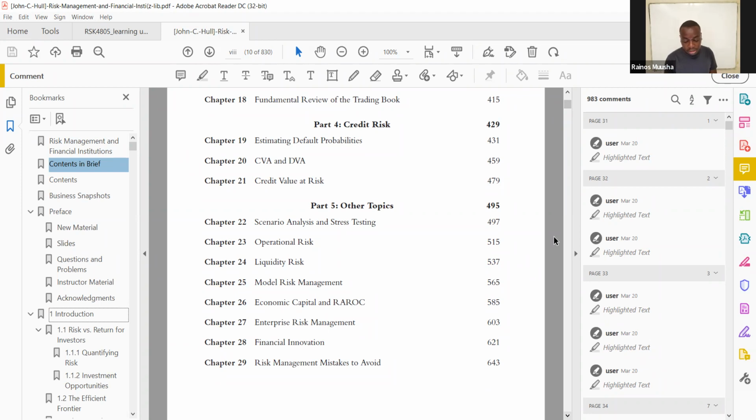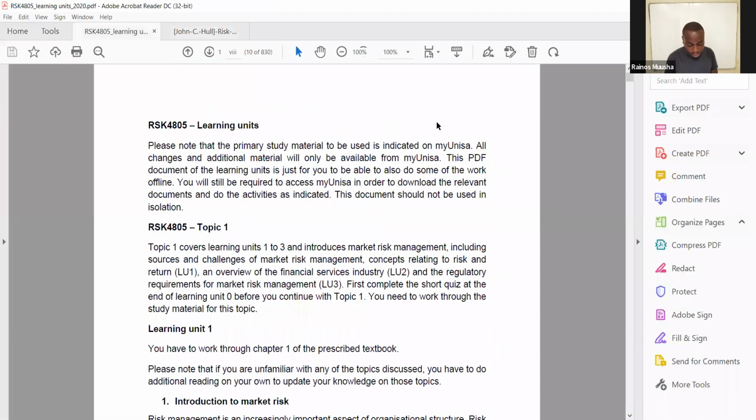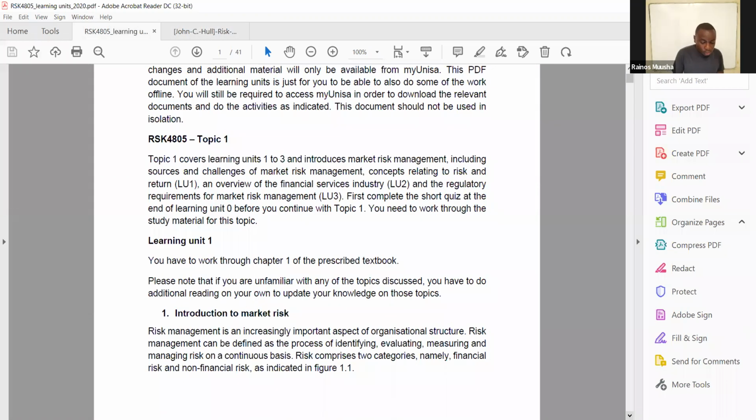So these are the chapters that we're going to be covering, but please take note, they are not necessarily in this sequence. You have to use the sequence that is prescribed in the study guide from the lecturer as well. So please take note of that. So when you look at learning unit 1, under topic 1, what we need to cover is learning unit 1 all the way to 3.